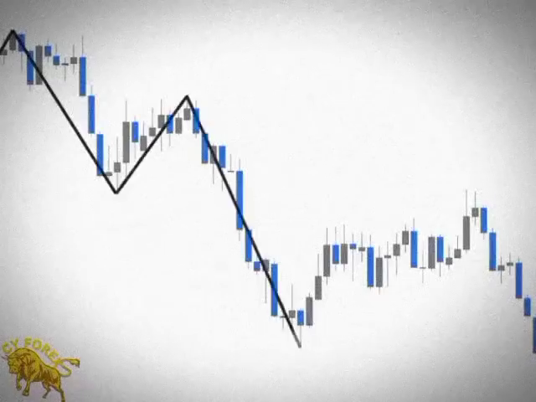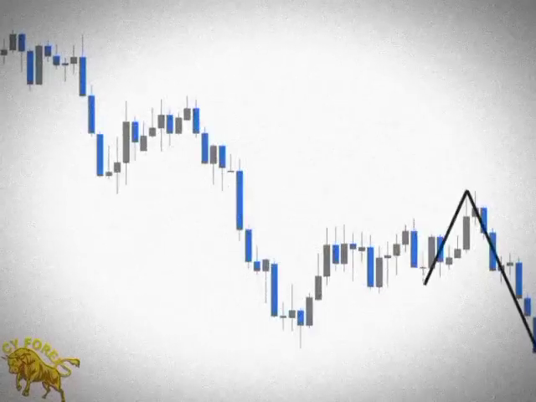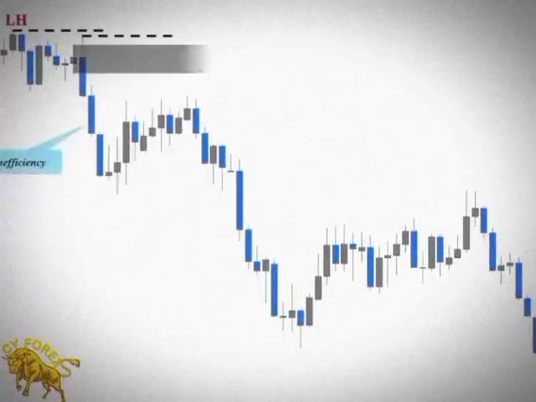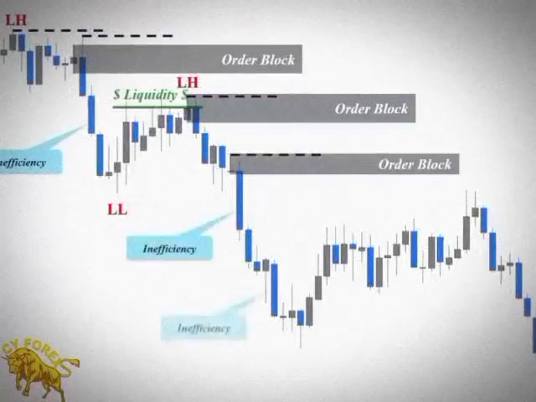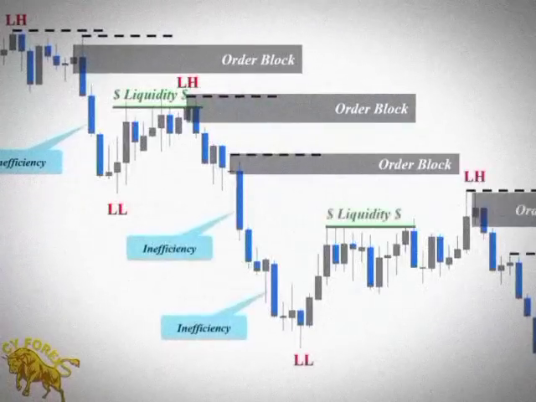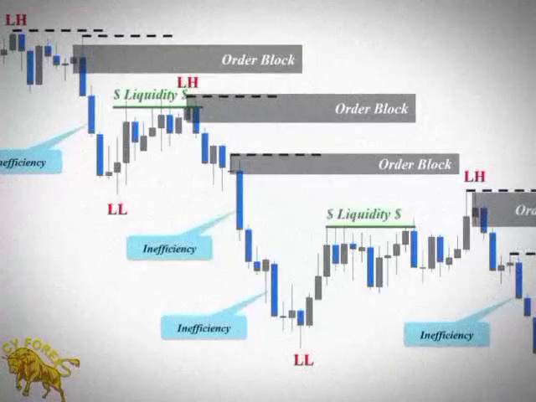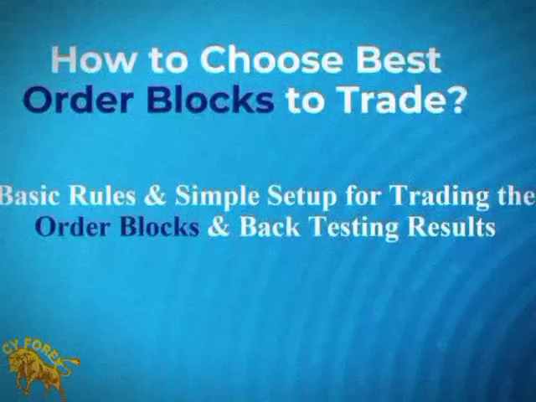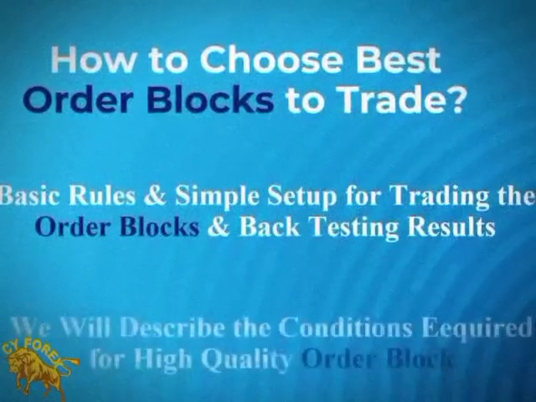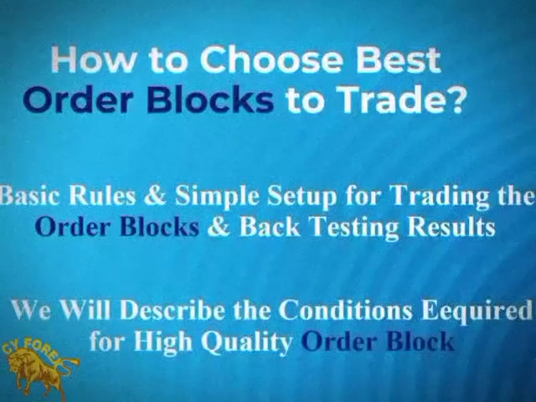We applied multiple rules to see if they really increased the win rate of order blocks, and gathered some of the most interesting results. We concluded that order blocks work under certain conditions, when some repetitive patterns happen in the market. So in this video, first we will explain the basic rules and a simple setup for trading the order blocks, and we will show you the backtesting results. Second, we will describe the conditions required for high probability order blocks, and how to increase the win rate.